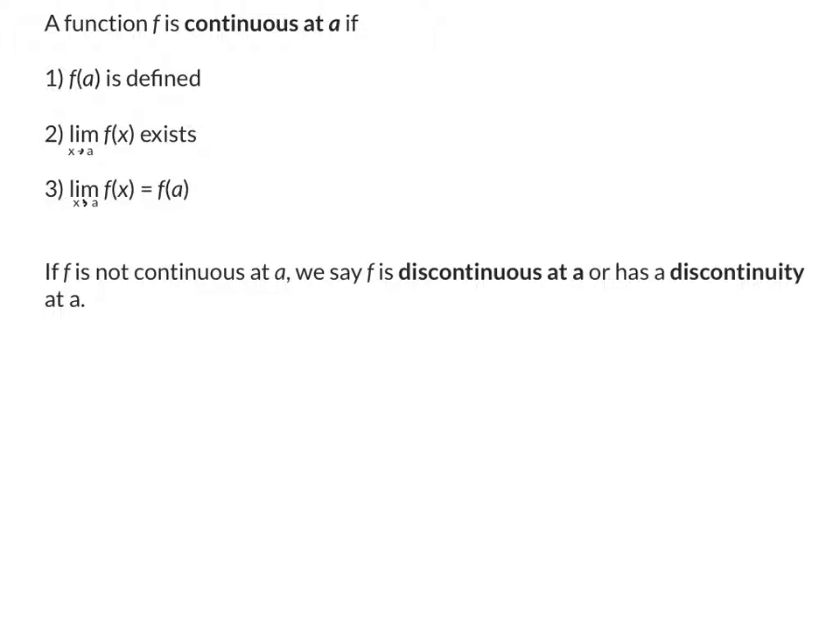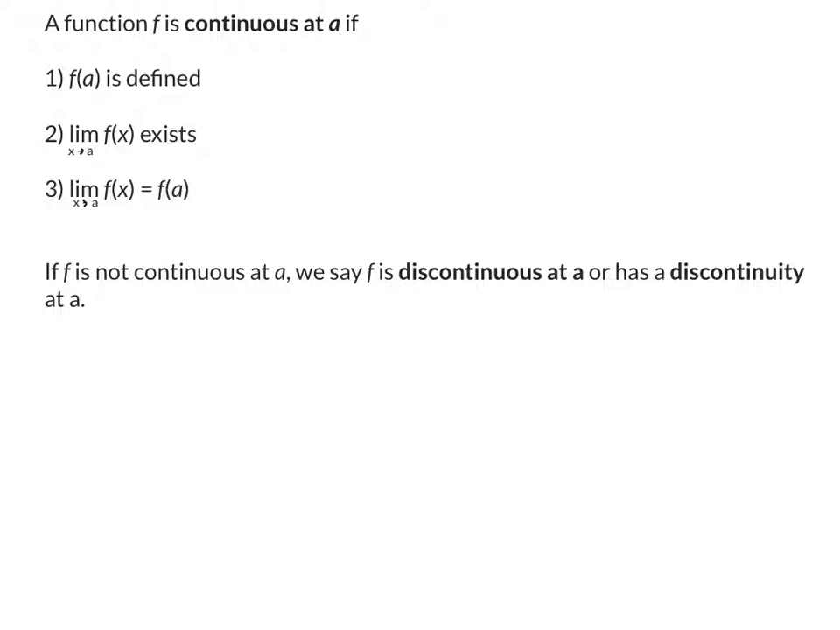The limit of the function as we approach A exists, and the limit as we approach A is the same as f of A. If we're not continuous at A, or if any of those three things fail, we say f is discontinuous at A, or has a discontinuity at A.